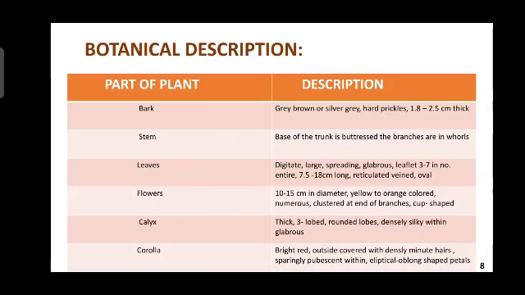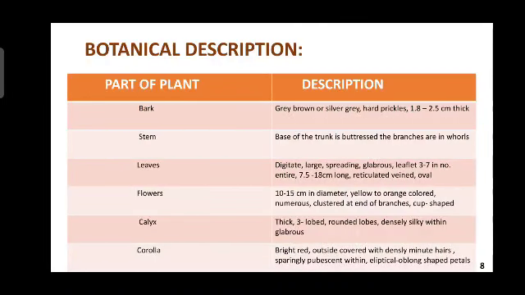Description. Botanical description. Part of plant description. Bark grey brown or silver grey, hard, prickly, 1.8 to 2.5 cm thick. Stem: base of the trunk has buttresses in whorls. Leaves digitate, large, spreading, glabrous, leaflets 3 to 7 in number, entire, 7.5 to 18 cm long. Flowers 10 to 15 cm in diameter, yellow to orange color, numerous, clustered at the ends of the branches, cup shaped. Calyx thick, three-lobed, rounded lobes, densely silky within, glabrous.